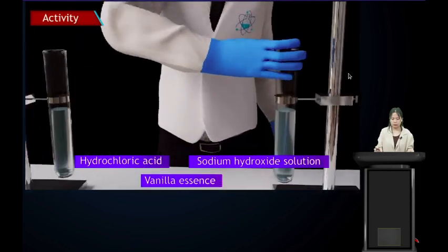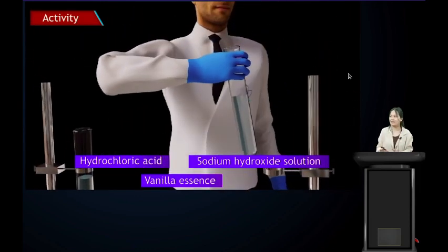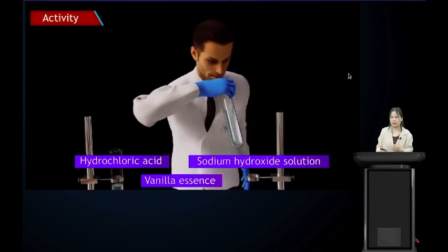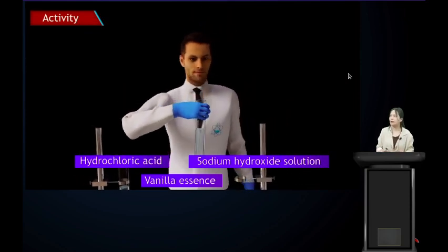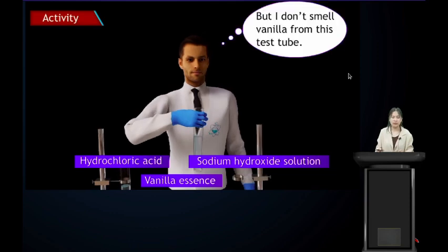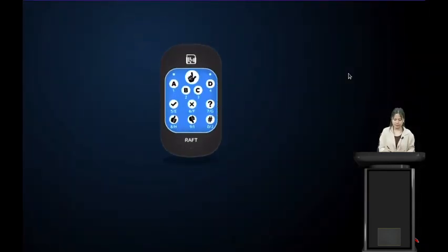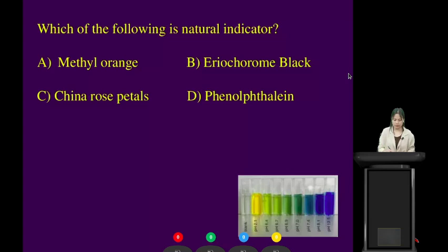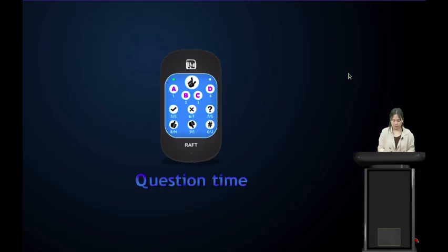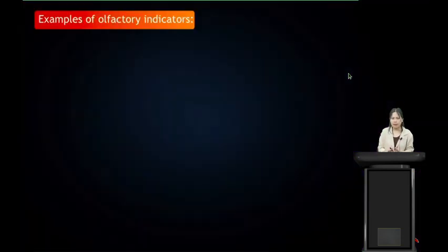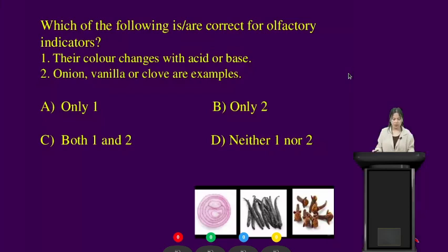Now take the sodium hydroxide solution where vanilla essence is added and smell it. We will see that there is no smell of the vanilla from the test tube containing sodium hydroxide solution. So from here we can see that the vanilla essence retains its smell in acid, whereas it loses its smell in base.